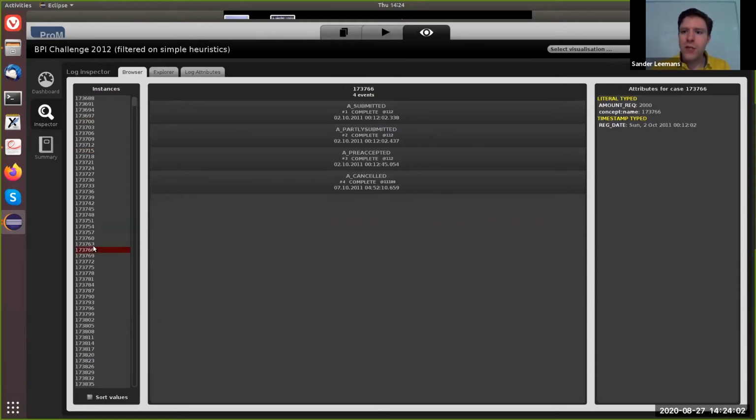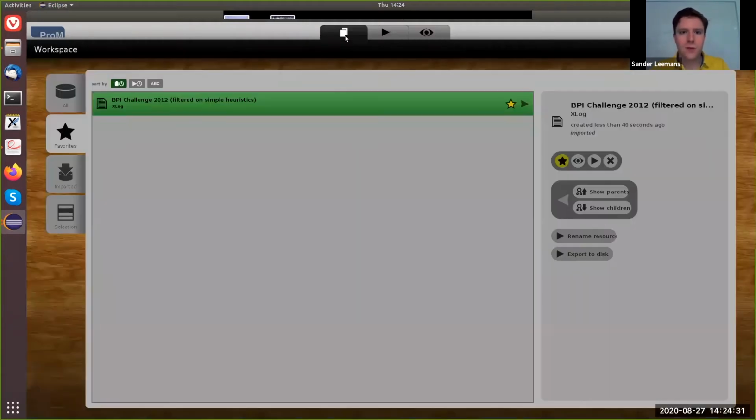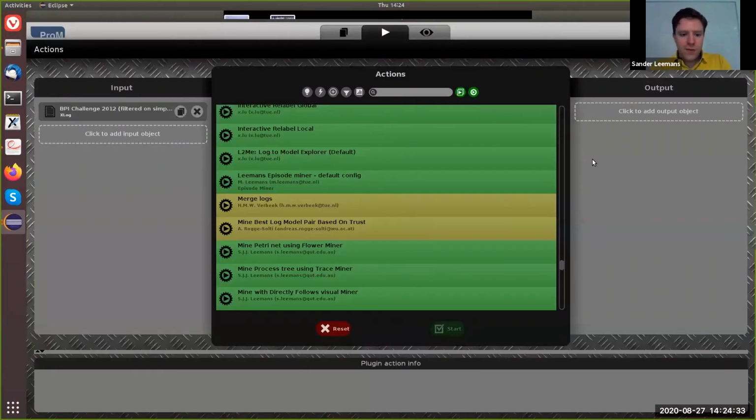In the middle, we see the events that were executed for this particular application. In this case, there were 4 events ranging from submitted to cancelled. Each of these events can have other attributes that we already saw. For instance, resource 112 is the resource for the first 3 events, and there is some other information such as timestamps. So again, this is our only input.